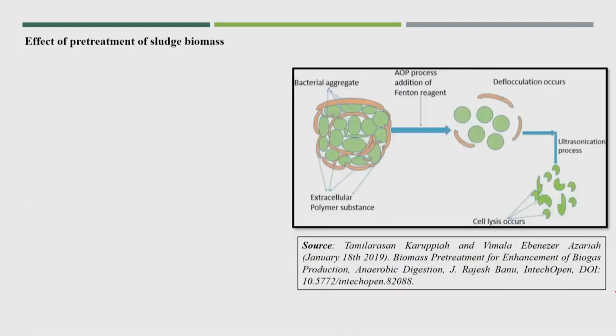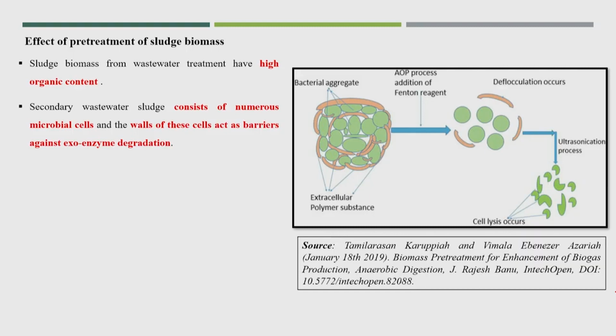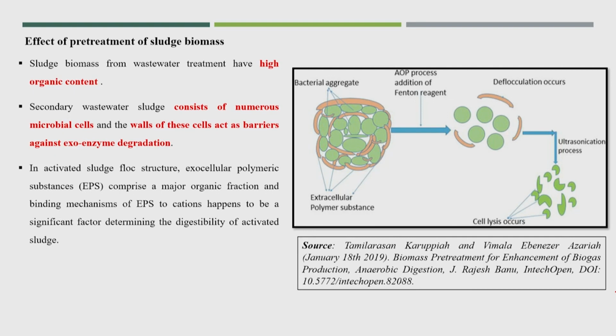Now, what is the effect of pretreatment of these kinds of sludge biomasses? Normally these sludge biomasses will have extracellular polymeric substances. Sludge biomass from wastewater treatment has high organic content, but consists of numerous microbial cells, and the walls of these cells act as a barrier against enzyme degradation or microbial degradation. Also, this sludge will have extracellular polymeric substances like EPS, comprising a major organic fraction, and the binding mechanism of EPS to the cation happens to be a significant factor determining the degradability of activated sludge. So, what is the benefit of that?